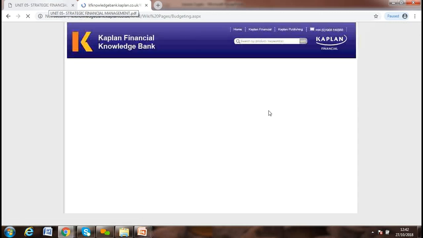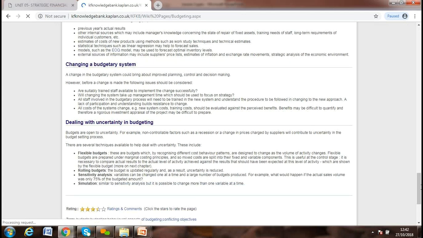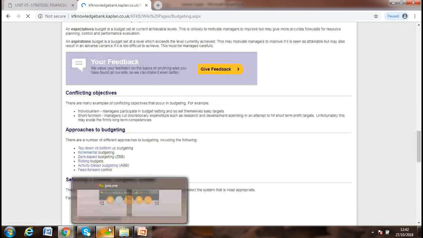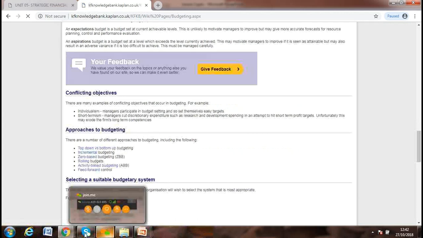Next lesson we'll go through more. Just type in Google Kaplan financial knowledge; it is all about the budget, budgetary systems, flexible budgets, rolling budgets, and subsidiaries, all of which we discussed. The links are within your slides. You can copy and paste them and go through them. If you have any questions, just drop me an email. So that's all for today.